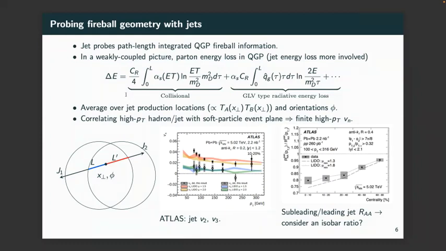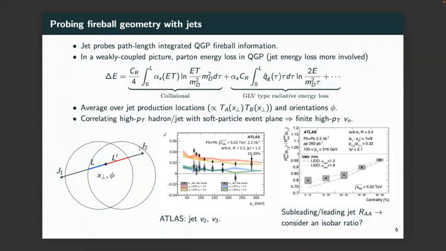At low pT, the v2 comes from an elliptic shaped fireball that expands hydrodynamically and pushes the particles in a cosine 2φ modulated way. For jet probes, the origin is different. At some location you produce a hard process, and usually at leading order you consider a back-to-back process, two high pT particles.